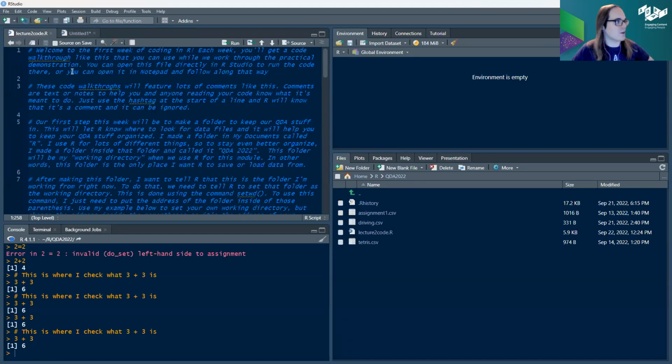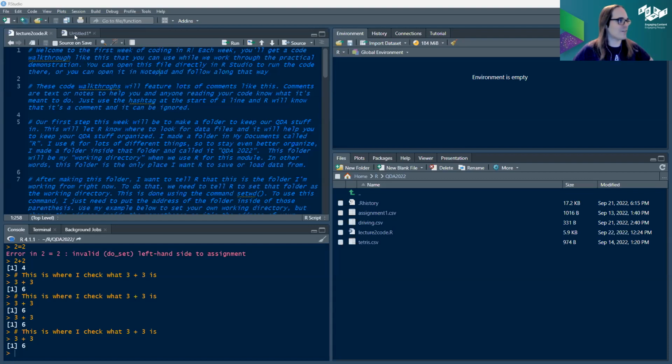So each week I make these code walkthroughs. I make these scripts with lots of notes, lots of instructions and guides for how to actually write this code. And a lot of what I'm writing is just comments. It's just things after a hashtag. That means R is not actually reading it. It's just text for you, the reader. I highly suggest when you write your own code that you write your own comments as well. Now, they don't have to be as wordy and conversational as mine. Mine go really over the top for the purpose of teaching.